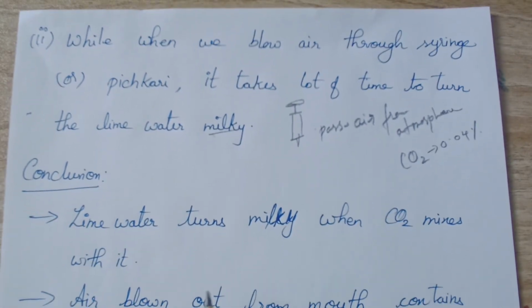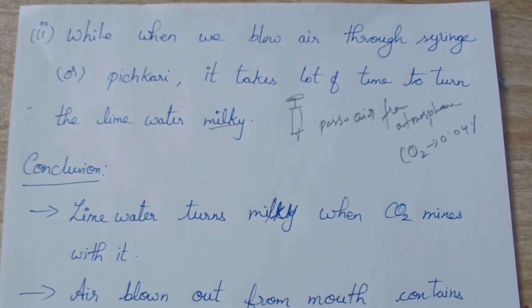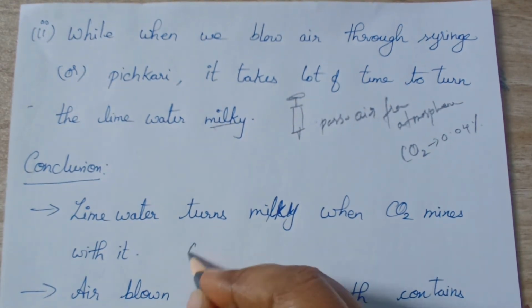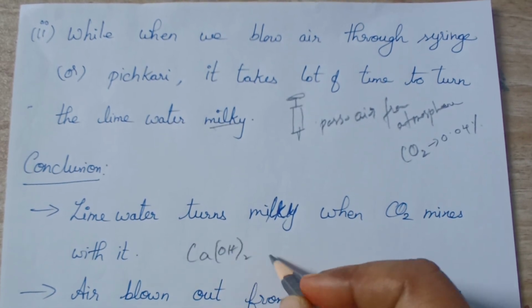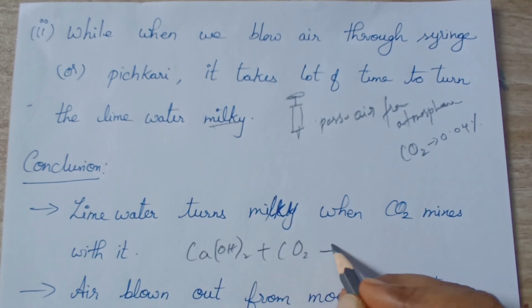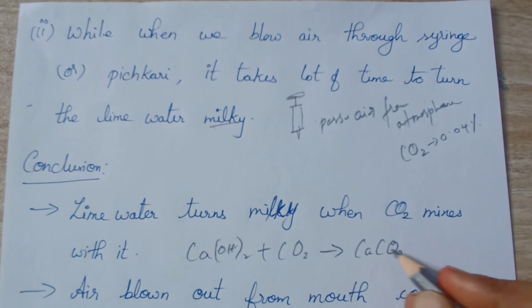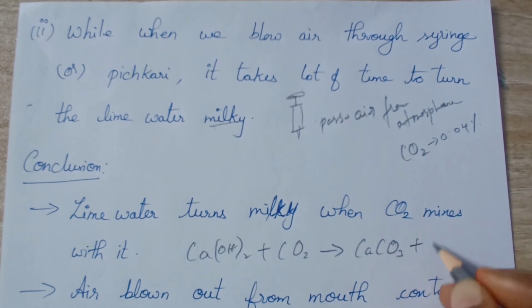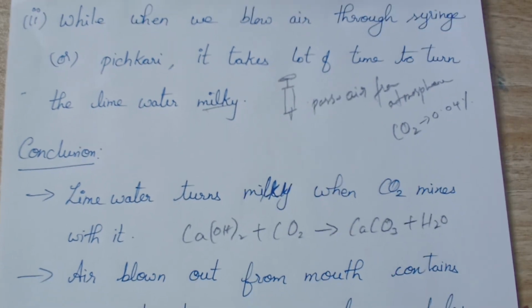So what is the conclusion from this? Lime water turns milky when CO2 mixes with it. Lime water, Ca(OH)2, calcium hydroxide or slaked lime, when it reacts with carbon dioxide, you will get calcium carbonate. That is a calcium carbonate white precipitate, plus water is formed.